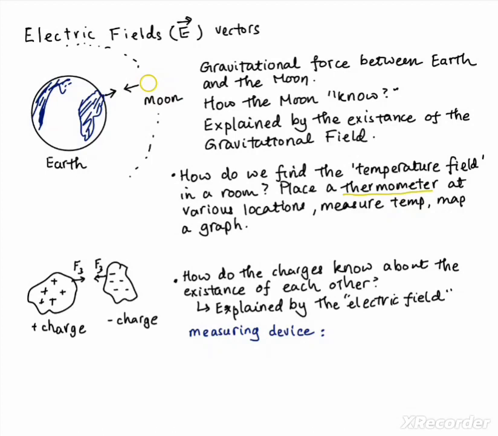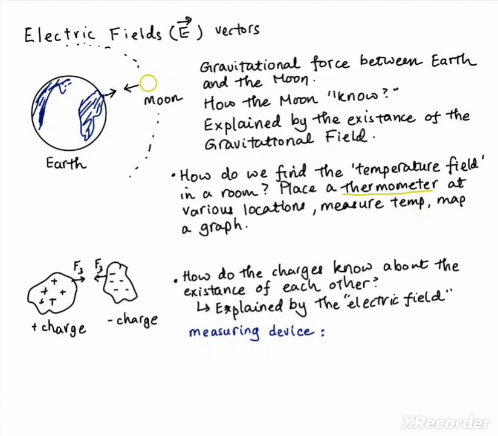So let's think about the Earth and the Moon. We know that there's a gravitational force between Earth and the Moon, but how does the Moon know that the Earth exists? Or how does the Earth know that the Moon exists? Because they are not touching each other. So this is explained by the existence of something called the gravitational field.